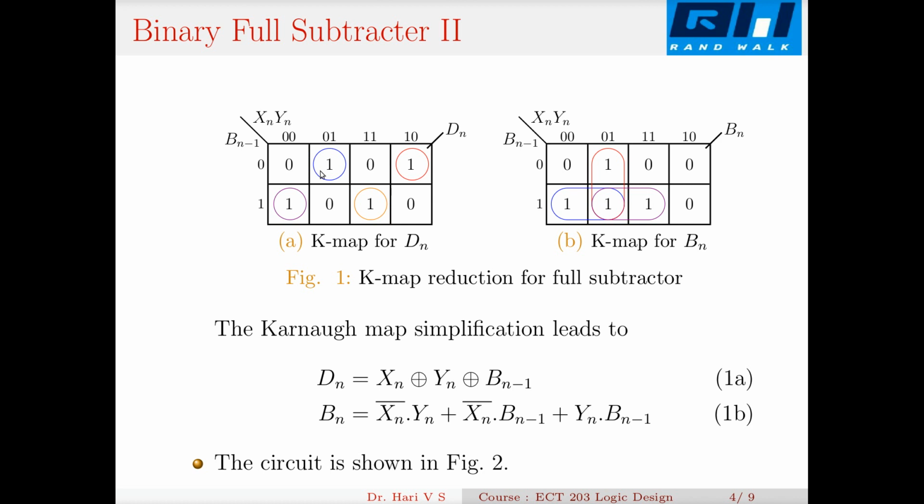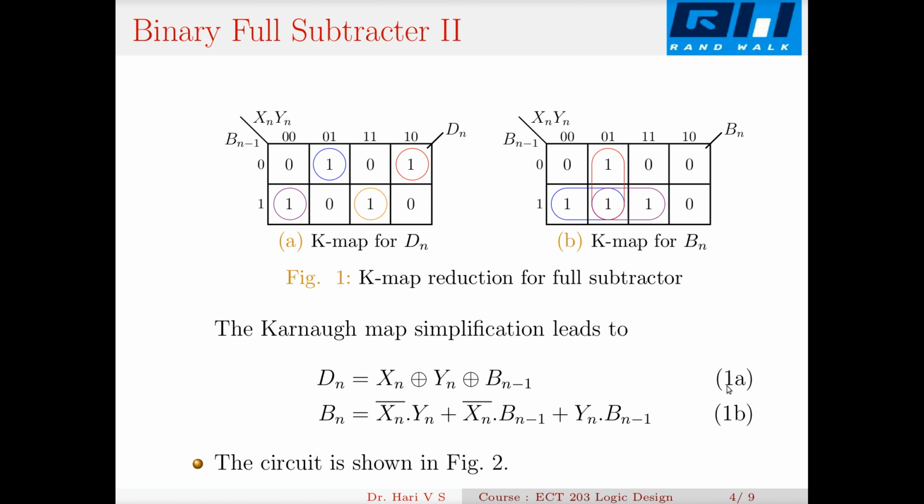Now you can see the corner adjacencies. This is actually an exclusive OR. Even without this you can know, because if you compare this with the truth table of a full adder, you can see that this Dn is nothing but xn XOR yn XOR Bn minus 1. You can refer to that old truth table, or else you can understand this corner adjacency, and you can see that it is xn XOR yn XOR Bn minus 1.